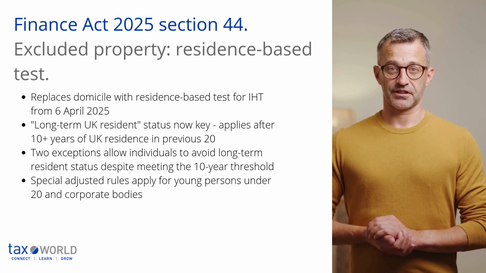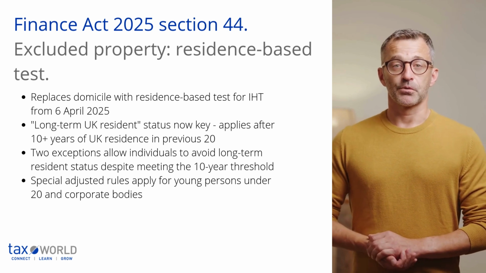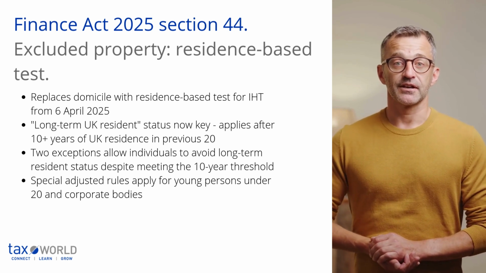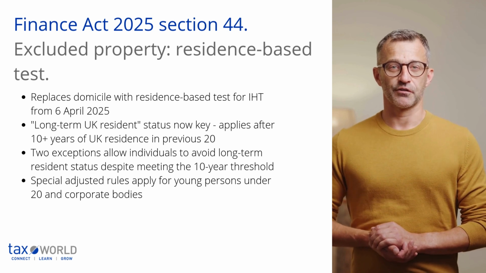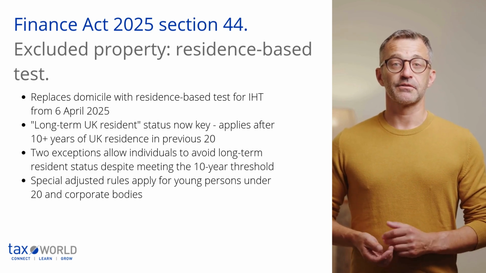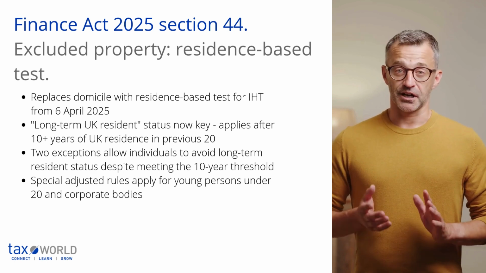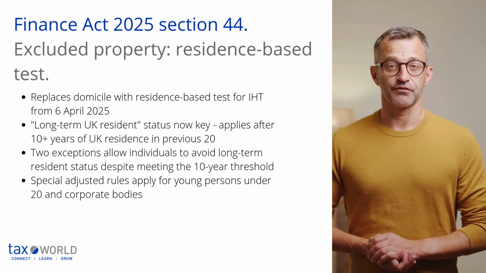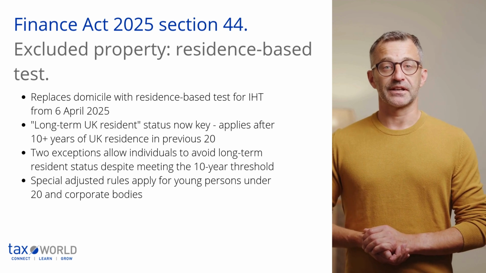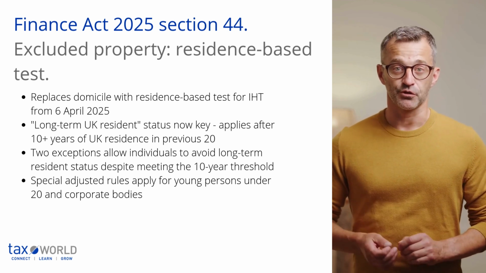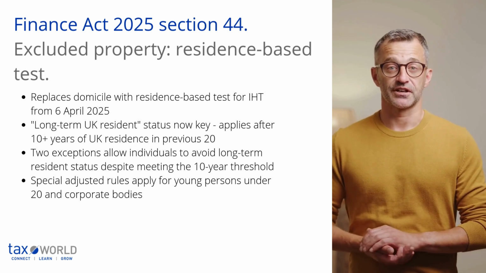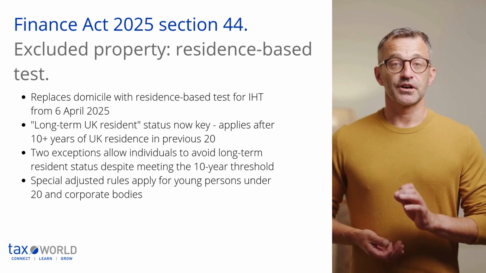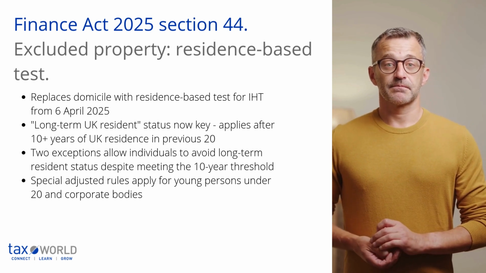For young persons under 20, the rules are proportionally adjusted since they cannot have a full 20-year history. The calculation substitutes the number of years they've been alive for the standard 20-year period, with the threshold being half that number, rounded up if needed. Children under 1 year old immediately before a tax year receive automatic exemption from long-term UK resident status.